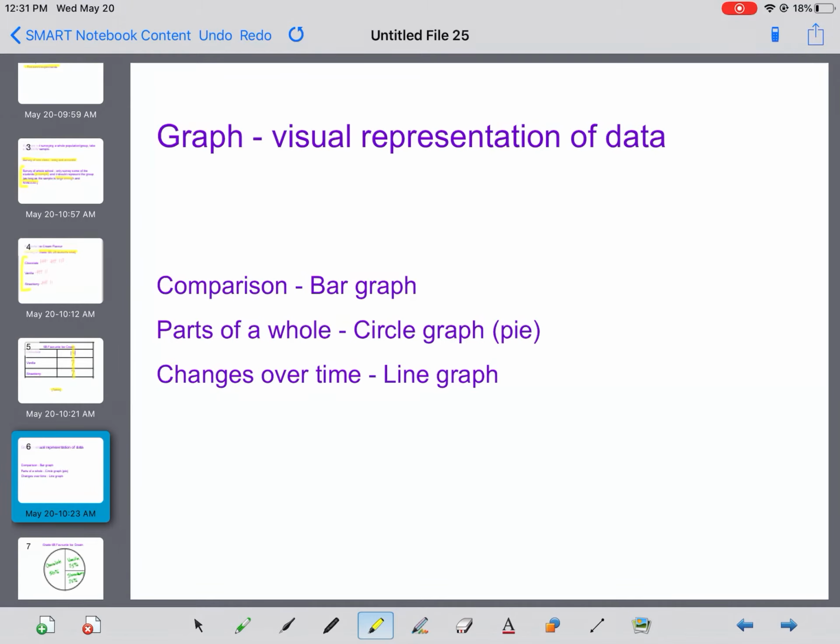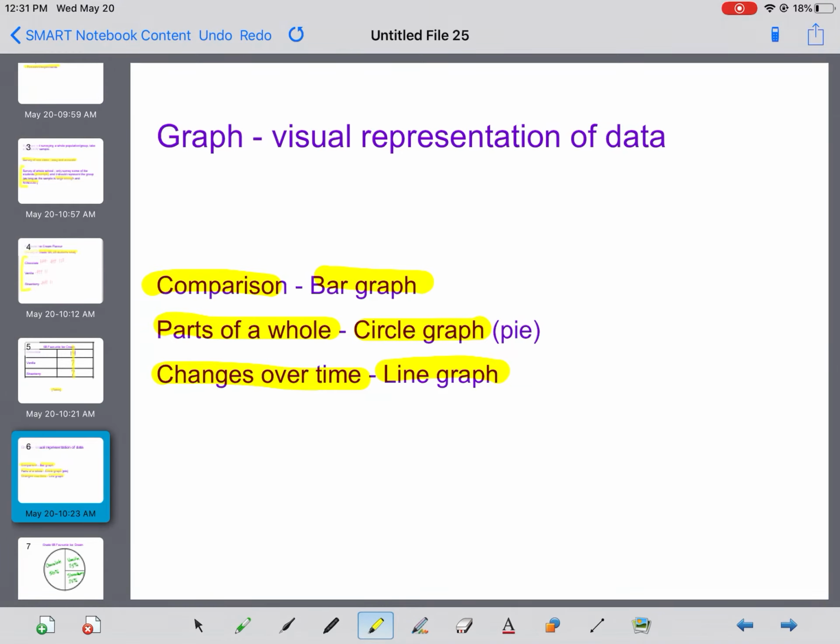And there are 3 main types of graphs that we are going to look at: a bar graph, a circle graph, also known as a pie graph, and a line graph. And you use these graphs depending on the type of data that you have. Okay, so anytime you are comparing things, you can use a bar graph, and we'll look at specific examples in a minute. Anytime you're looking at parts of a whole, you are going to use a circle graph. Anytime you are looking at changes over time, you are going to use a line graph.